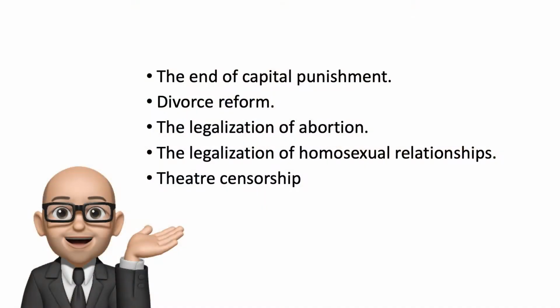So we're going to look at 5 key pieces of legislation. We're going to look at the end of capital punishment. We're going to look at divorce reform. We're going to look at the legalisation of abortion. We're going to look at the legalisation of homosexual relationships. And then we're going to look at theatre censorship.